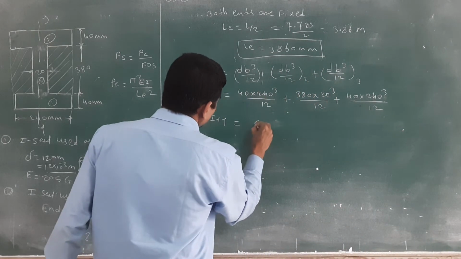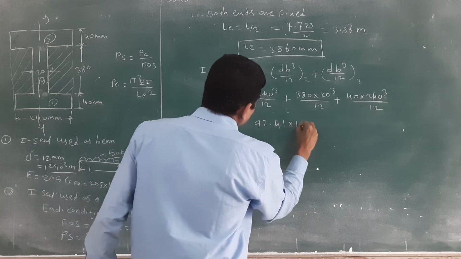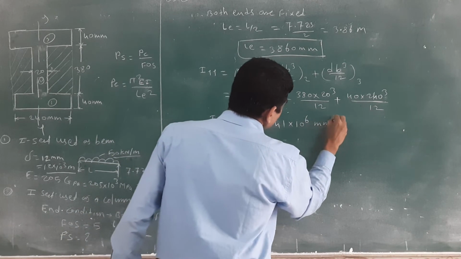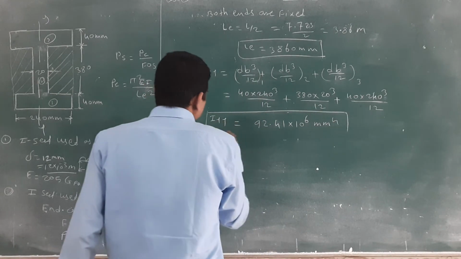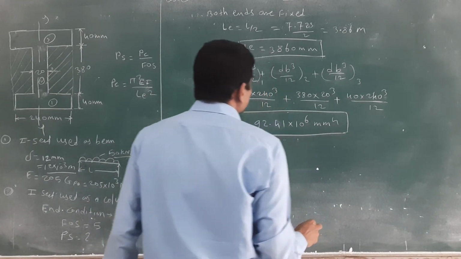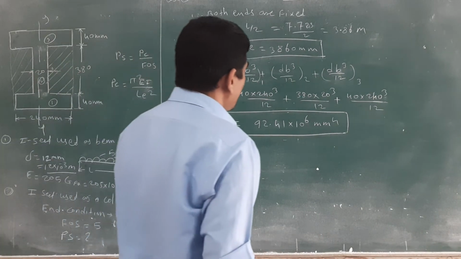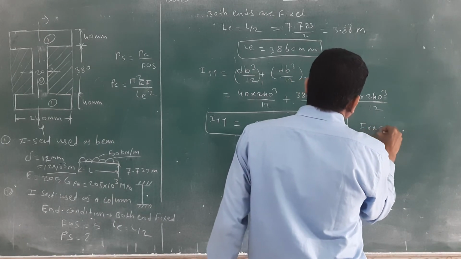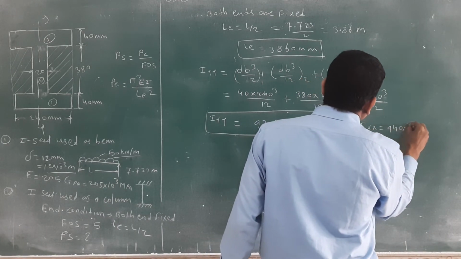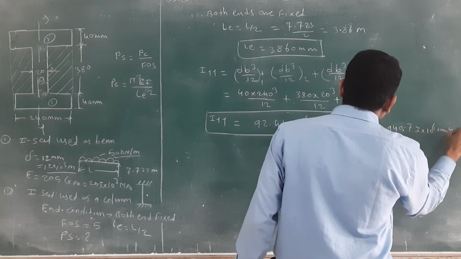When you calculate, then you will get 92.41 into 10 raised to 6 mm raised to 4. You will get the IYY. Check the value of IXX. What is the value of IXX? Already we have found out the IXX value. IXX is equal to 940.73 into 10 raised to 6 mm raised to 4.